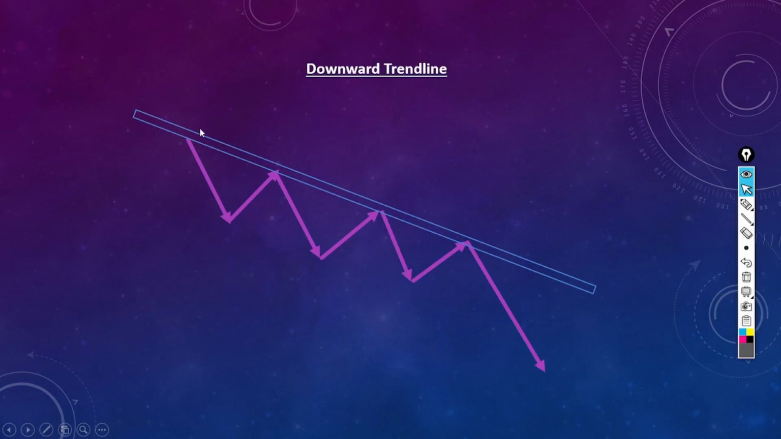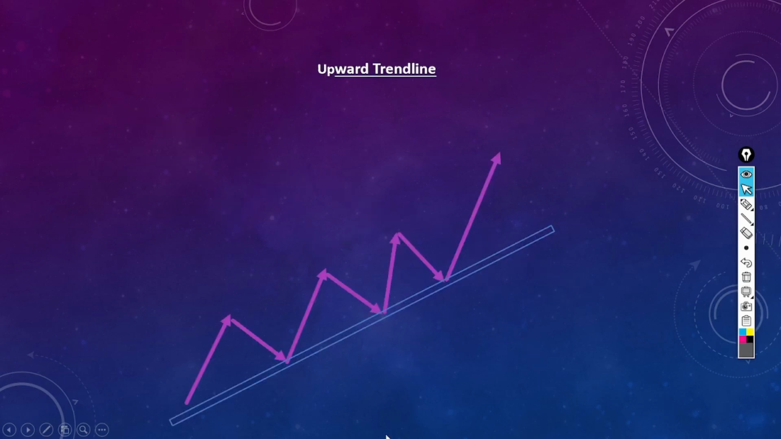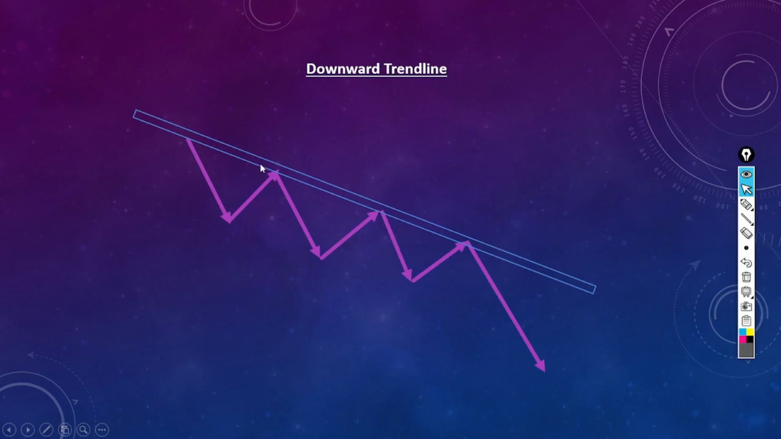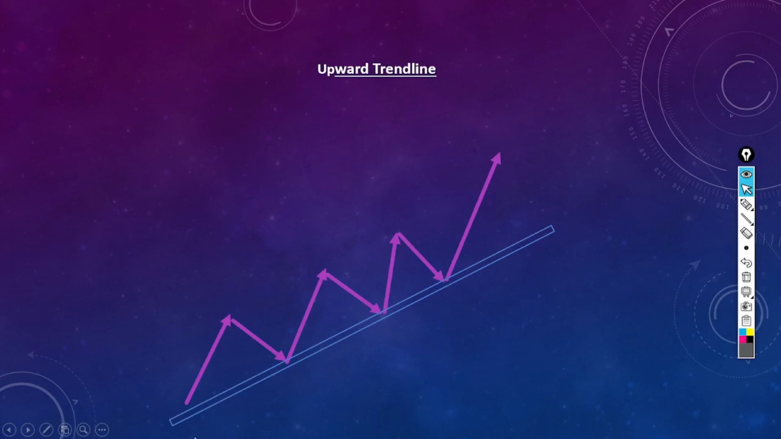And for trend lines, we have a downward trend line here. It's basically just connecting the tops every time you have a lower high. You connect them and then you'll have a trend line or zone as well. And you have an upward trend line as well, where you connect the higher lows. So for a downward trend line, we connect the lower highs, and for an upward trend line, we connect the higher lows.